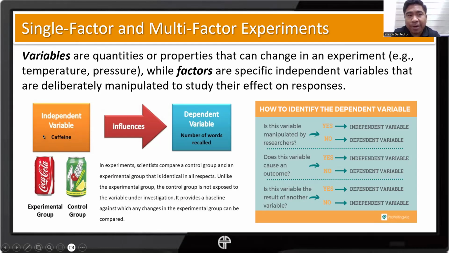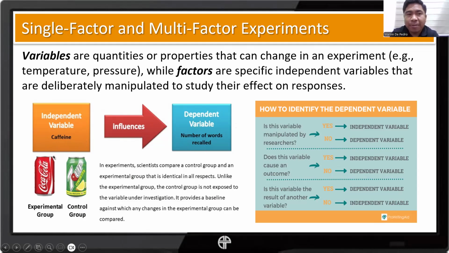For example, in this experiment, our independent variable is caffeine, and that caffeine is being tested whether it influences our dependent variable, which is the number of words recalled. So to do this, we are questioning caffeine as a factor. Is it a factor for the number of words recalled?